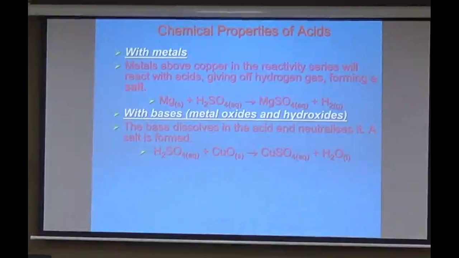In this slide, you are seeing the reaction of copper oxide with sulfuric acid. Copper oxide is a base, sulfuric acid is an acid. They react together to give copper sulfate, which is a salt, along with water.